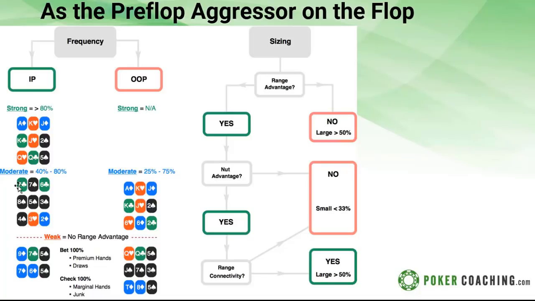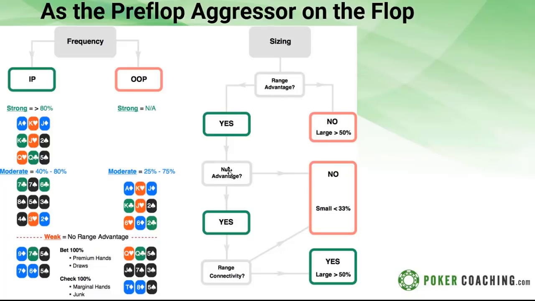So now, a lot of their continuing range is quite weak. They don't have very good range connectivity, so now we want to be betting small. So see how we just follow the chart down. Also, if we do not have the range advantage, that implies we're betting infrequently. When you're betting infrequently, you're betting with a very polarized range. When you're betting with a polarized range, you want to be betting big. So if we lack the range advantage, just bet big.